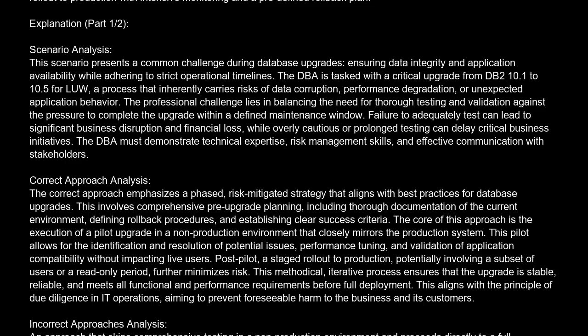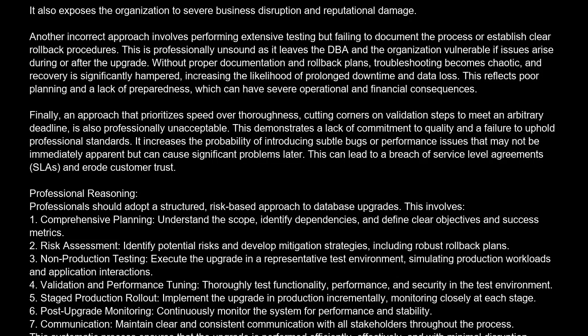This aligns with the principle of due diligence in IT operations, aiming to prevent foreseeable harm to the business and its customers. Incorrect approach analysis. An approach that skips comprehensive testing in a non-production environment and proceeds directly to a full production upgrade is a significant regulatory and ethical failure. It demonstrates a disregard for risk management and a failure to exercise due diligence. This could lead to data loss or corruption, violating data integrity principles, and potentially contravening data protection regulations if sensitive information is compromised. It also exposes the organization to severe business disruption and reputational damage.